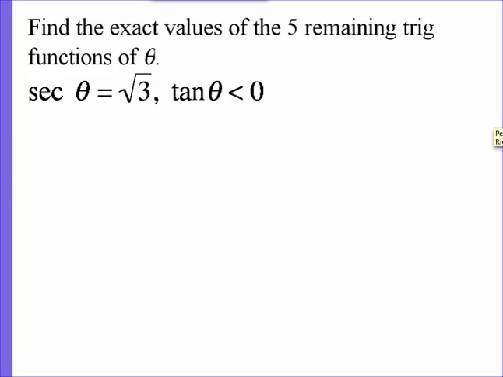Find the exact values of the 5 remaining trig functions of theta. This is where that little chart that I had you write down in your notes yesterday is going to come in handy. Remember I had you write sine, cosine, tangent in each of the quadrants, and you wrote plus, minus, plus, minus? It says find the exact values. So that means no decimals. Exact values are fractions only.